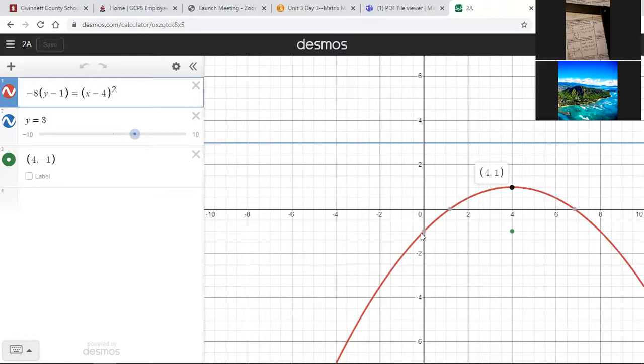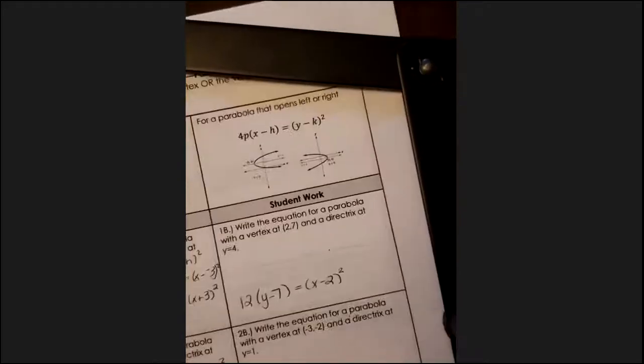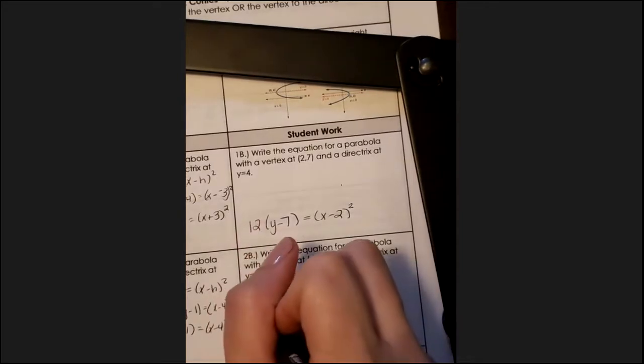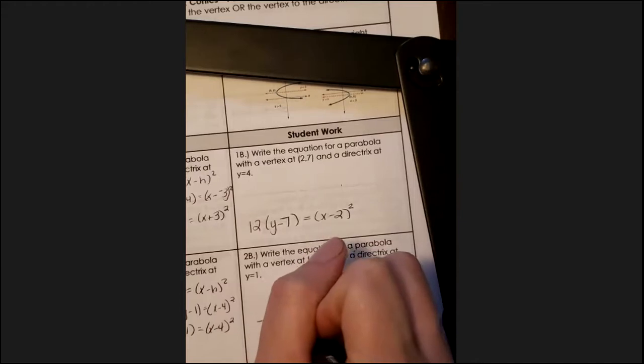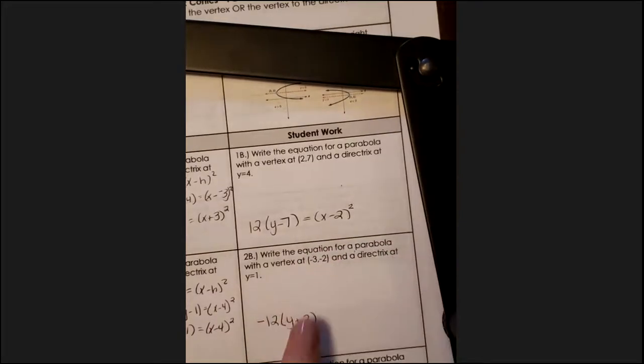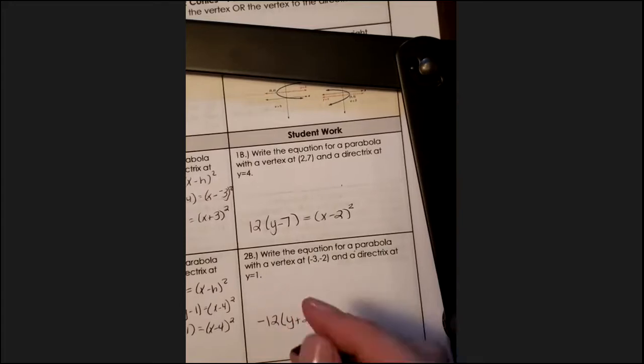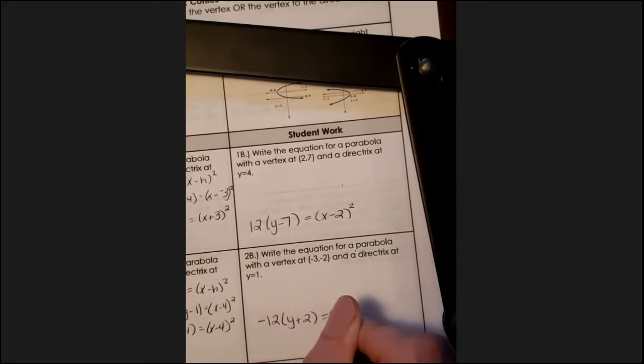All right, so now you are going to go ahead and once again pause and work on problem 2b: write the equation for a parabola with a vertex at (-3, -2) and a directrix at y equals 1. So go ahead and pause, and then when you're done, come back and check your answer. All right, so the answer to this one, you should have gotten -12 times (y plus 2), because a negative minus a negative makes it a positive, equals (x plus 3) squared.